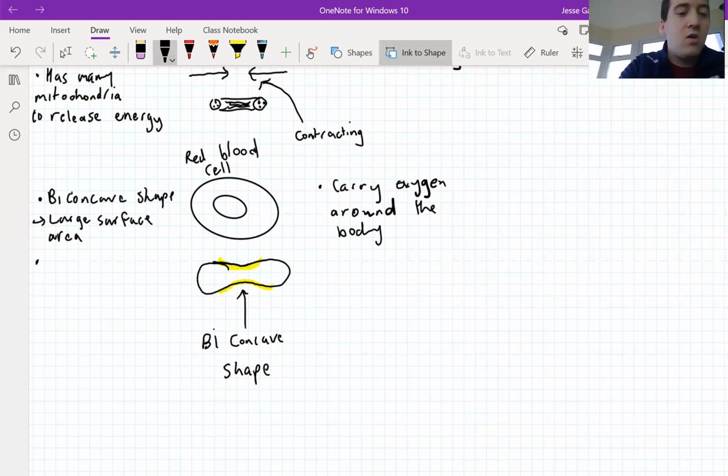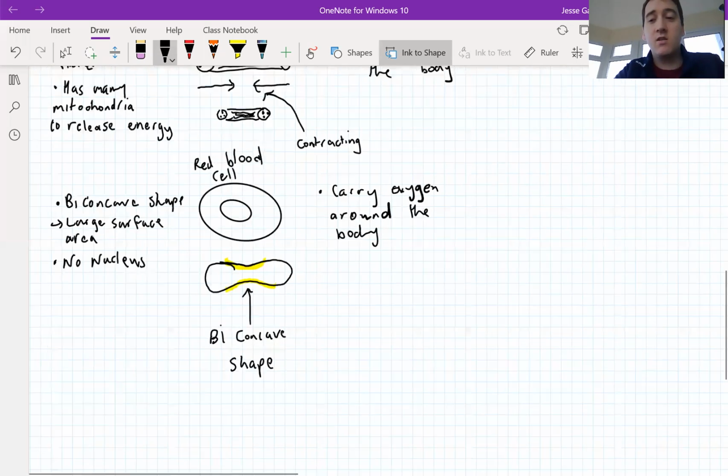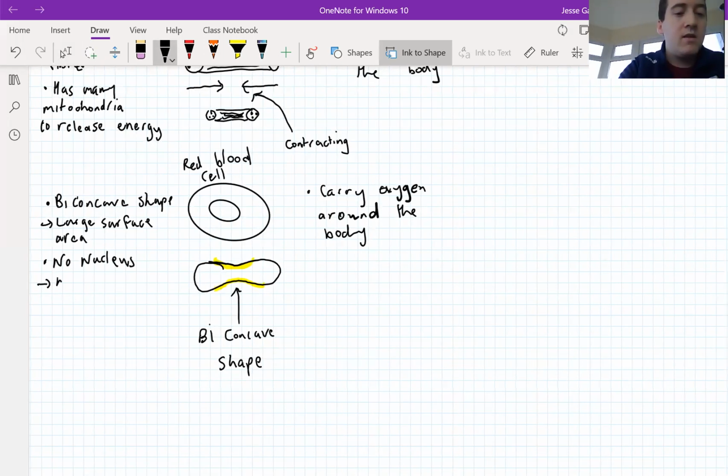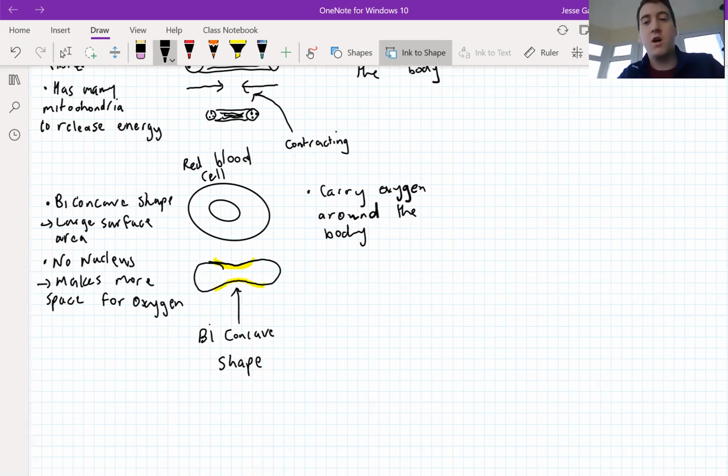These cells have no nucleus. Really importantly, they have no nucleus, and most cells do have a nucleus. So red blood cells are one of the only cells with no nucleus. Now, why do they have no nucleus? Well, this makes more space to carry oxygen. More space for oxygen. So this cell really is focused on one job, and that is carrying oxygen.